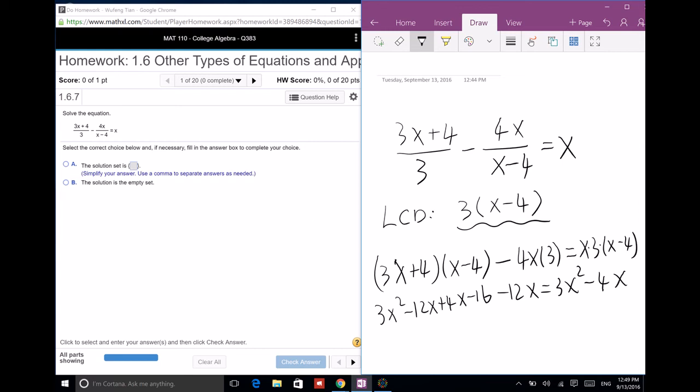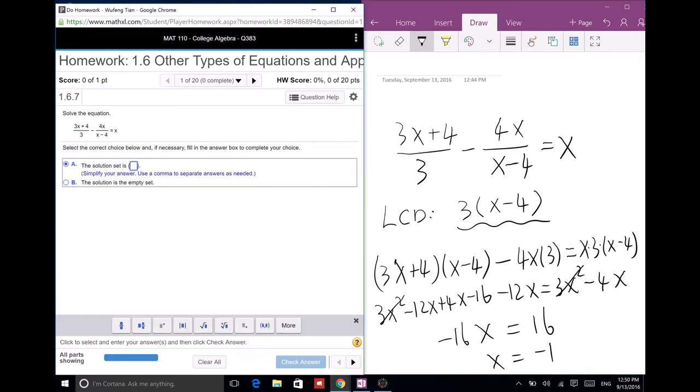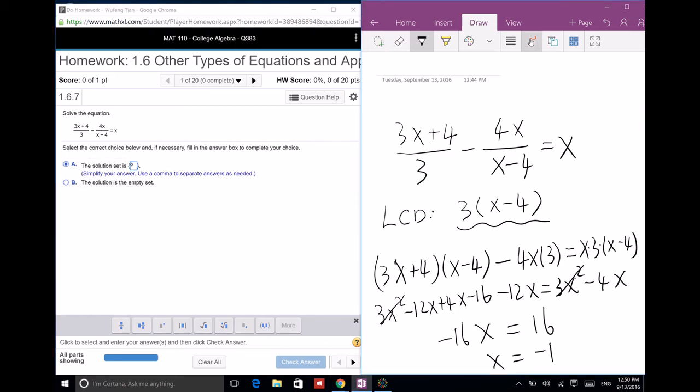Actually, this is a pretty simple question. 3x squared cancels out. Negative 12x plus 4x, negative 8, plus 4 is negative 12, negative 24, negative 20 plus 4, so it's negative 16x equals, shift the 16 to the other side, so x equals negative 1. Okay, so negative 1, we plug it in to check if it's right or not.